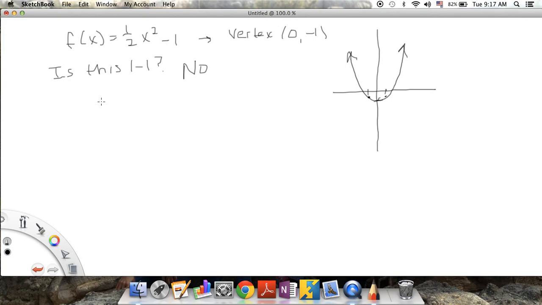This is not 1-to-1. So what does that mean about its inverse? Well, what it means is the inverse is not going to be a function. It'll still be a relation, but it won't be a function. So we'll have to limit its domain so that we can have a function. So we look at this and we say to ourselves, well, if I limit this to just this part here, where I'm just dealing with this positive part, then I'm going to have a one-to-one function because I've limited my domain. And then I can find an inverse for just that part.